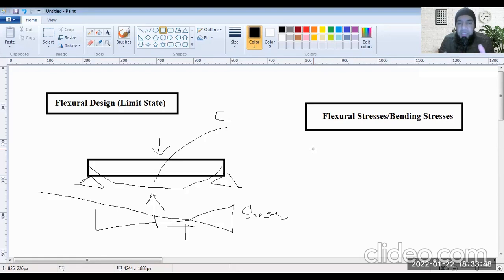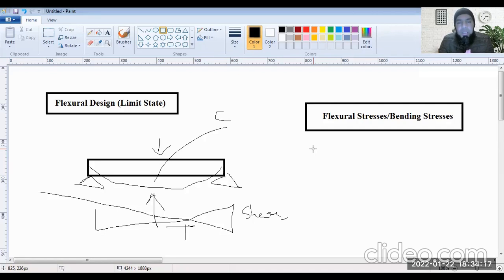Now, what is a flexural force? It's a bending force that is being applied onto the beam. So under the action of a flexural stress, it will undergo flexural strains or bending strains. So you would have a stress strain profile always. Under every stress, there will be a corresponding strain. So you will always have a stress strain profile development for each of the elements.